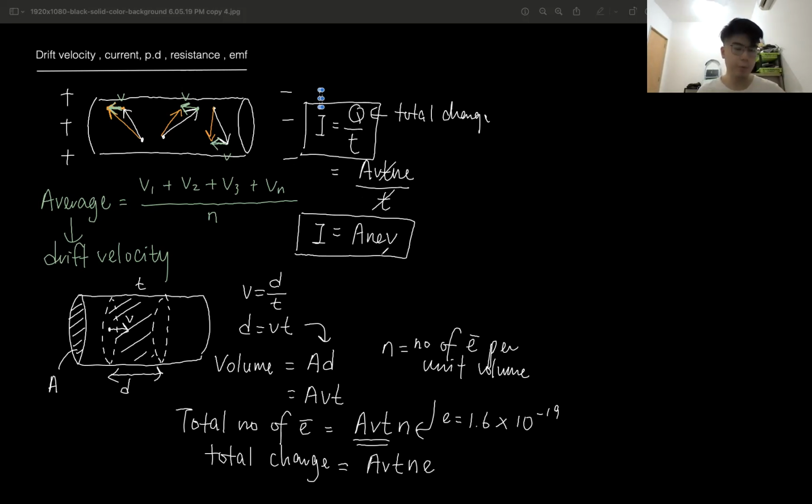So which one is drift velocity? If they want you to find the drift velocity, then you just move I, A, N and E over here. So this V here is our drift velocity. What is drift velocity? It is an average. It's never just one. It is the average velocity of every single electron that is influenced by an electric field.